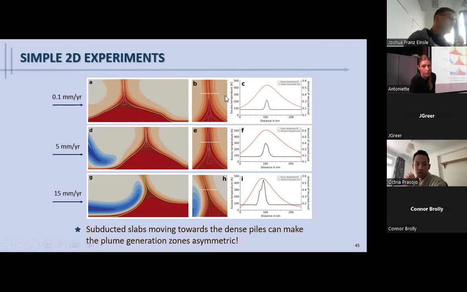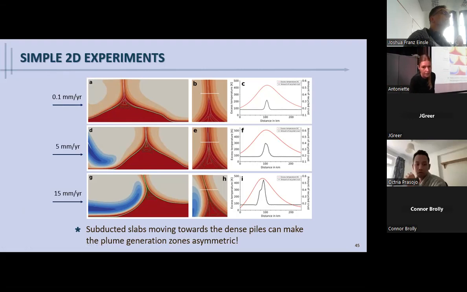And if we look at the cross-section through the plume conduit and look at the temperature, which is shown here in red, and the chemical composition, which is shown here in black, they are symmetric. The highest temperature and the highest amount of material entrained from the reservoir are in the same location. But the bigger the influence of the subducted slab, the more asymmetric the whole process becomes.